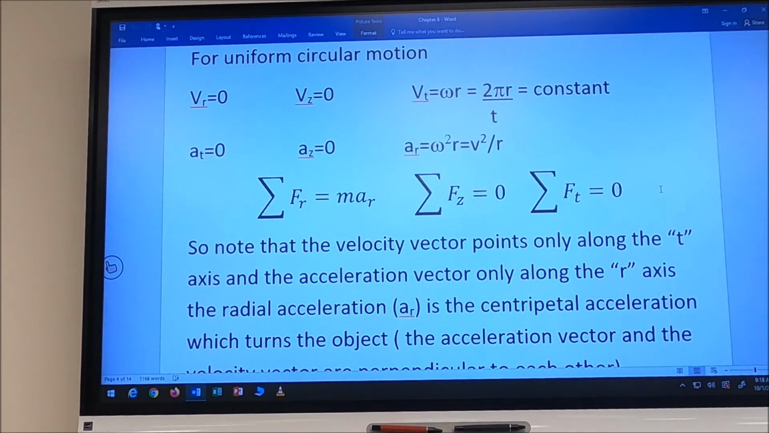So note that the velocity vector points along the t-axis and the acceleration vector points along the r-axis. Since they are perpendicular to each other, the radial acceleration is just a turning acceleration. It causes the object to change direction of travel, but does not change its speed.